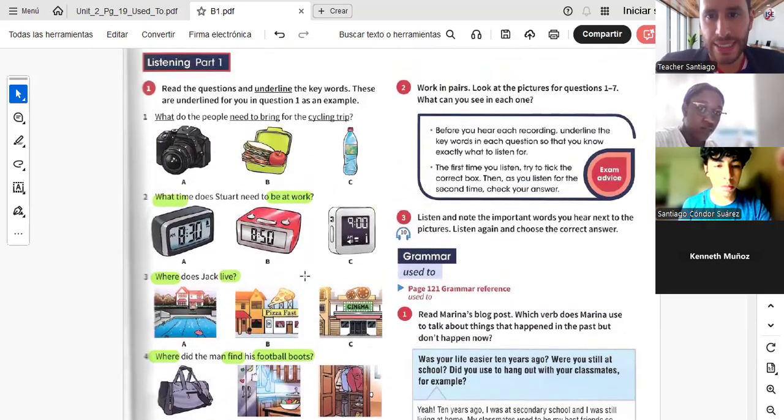So now it says, look at the pictures from 1 to 7. What can you see in each one? We're going to check the options. Before you hear each recording, underline the keywords in the question so that you know exactly what to listen for. If you can do it, because sometimes you're taking online quizzes, so you can highlight it. Or if you're taking a piece of paper and you can write or highlight, it's a great idea to do it, okay?